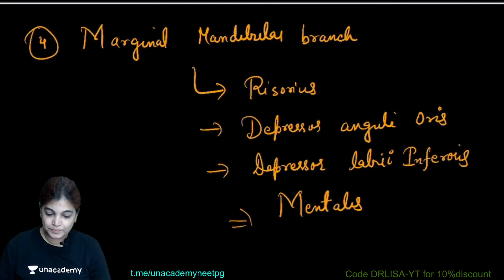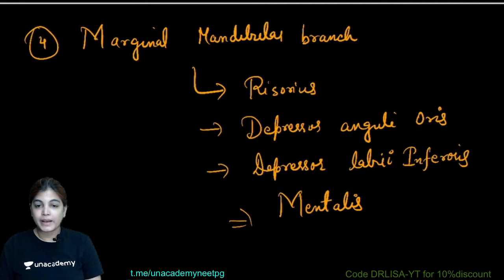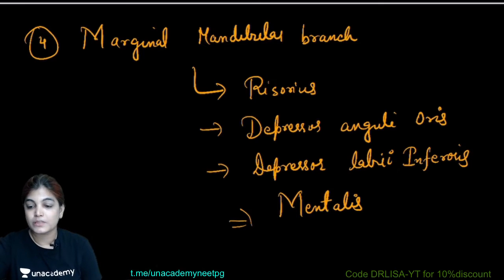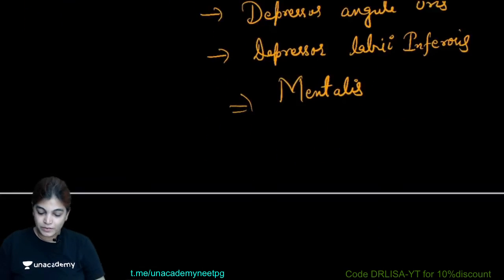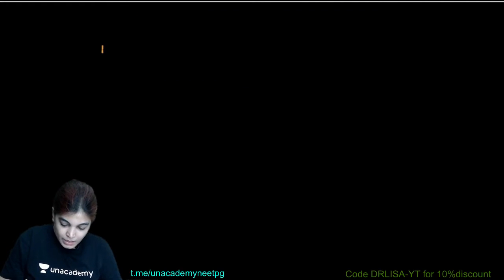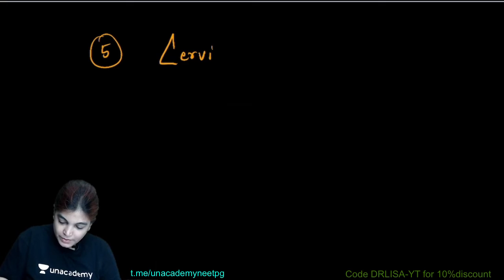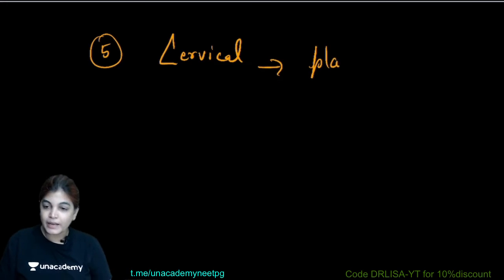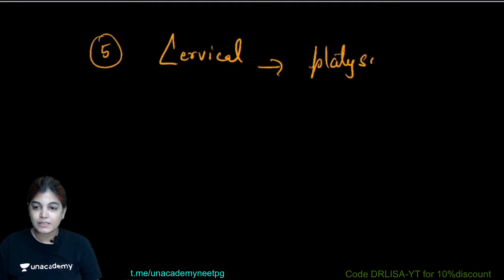And the last branch, as I told you, the cervical, is going towards lower down, towards the platysma. So it is supplying the platysma. So write down: the cervical branch will give innervation to platysma muscle. So done with all the facial muscles.